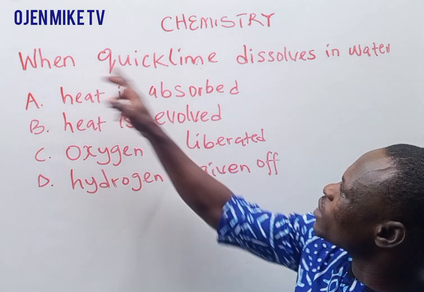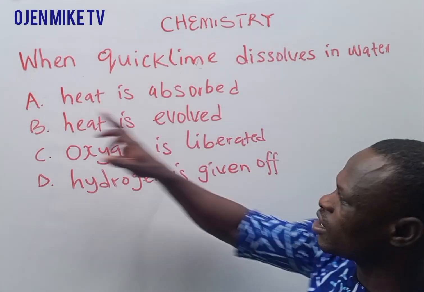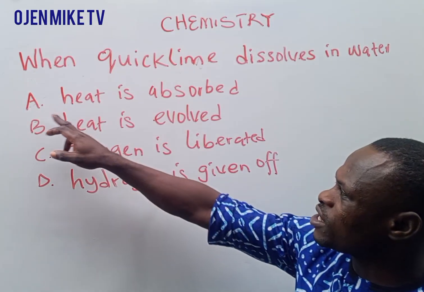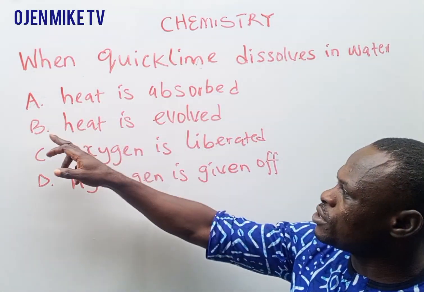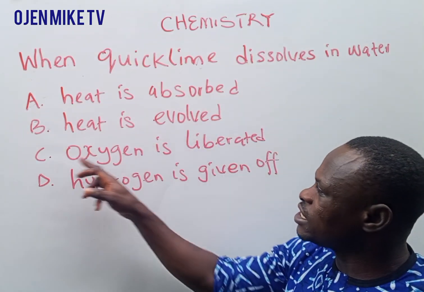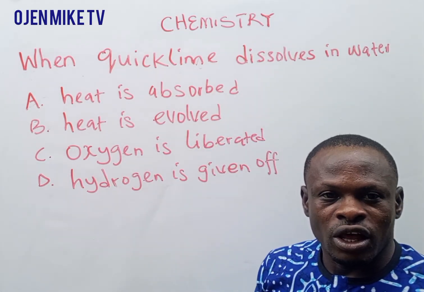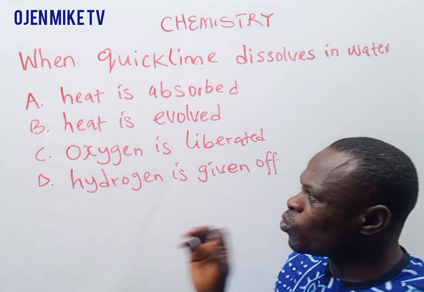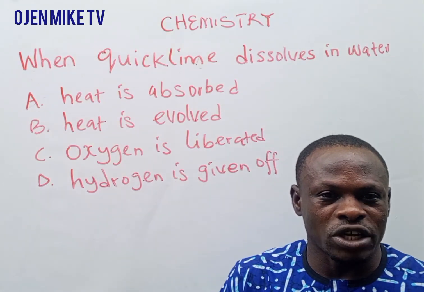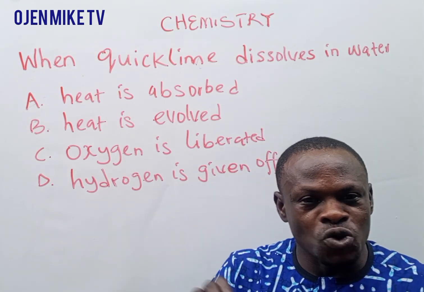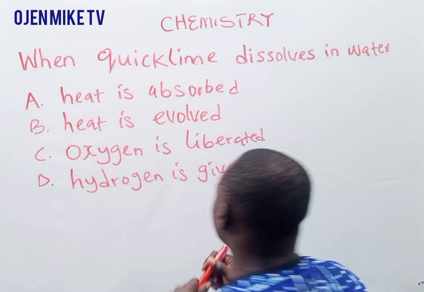We are asked, when quicklime dissolves in water, the options are: A, heat is absorbed; B, heat is evolved; C, oxygen is liberated; and D, hydrogen is given off. Now just remember, in this case, what you need to do is balance the equation so that you know what is involved. Now let's balance it.